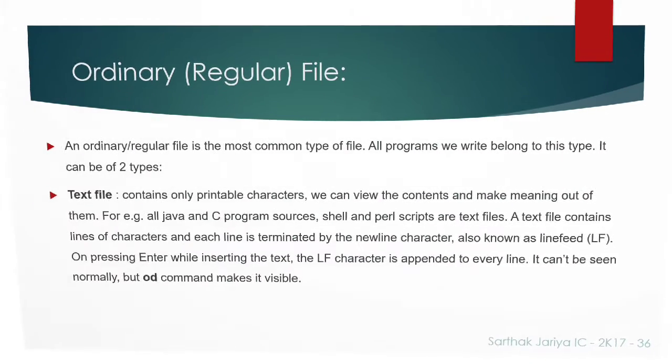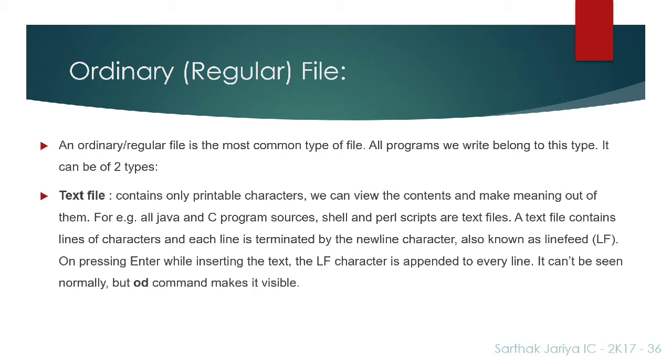Ordinary file. An ordinary file or regular file is the most common file type. All programs we write belong to this type. An ordinary file itself can be divided into two types. Text file. A text file contains only printable characters and you can often view the contents and make sense out of them. All C and Java program sources, shell and Perl scripts are text files.